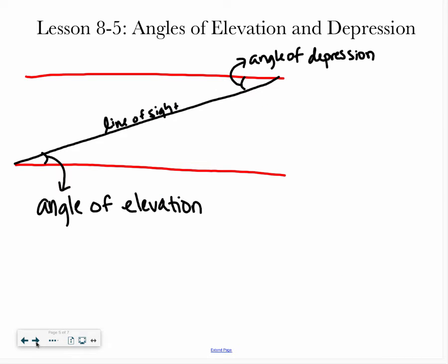Lesson 8.5 was all about the angles of elevation and depression. So I drew a quick picture here to help you remember what an angle of elevation and angle of depression look like. So remember, the black line represents our line of sight of whatever it is we're looking at. Below that line of sight, with an invisible horizontal line, or sometimes there is a horizontal line, is called your angle of elevation. And anything above your line of sight with that invisible horizontal line, or sometimes there is a horizontal line, is your angle of depression, okay?